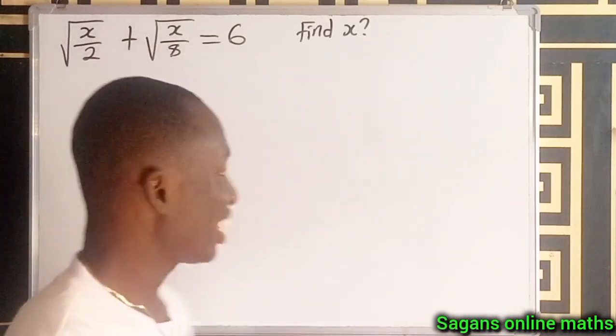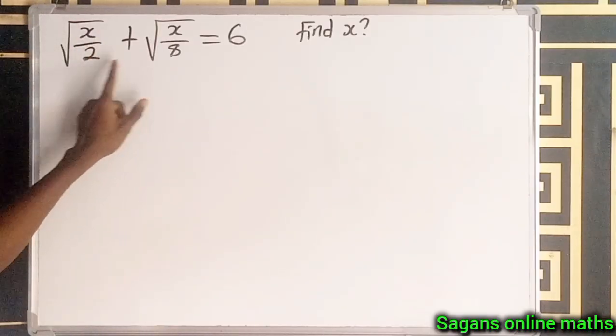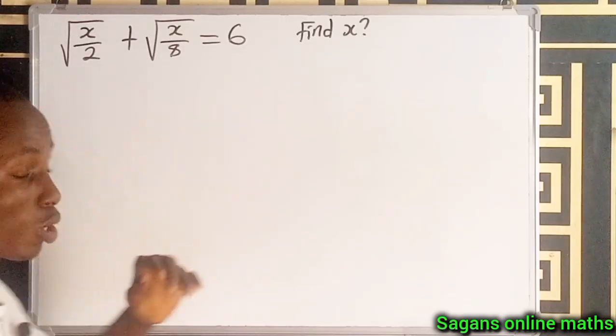Let's solve this question together. Now look at the beautiful question we are given. We are given that root x divided by 2 plus root x divided by 8 equals 6. We are asked to look for the value of x.